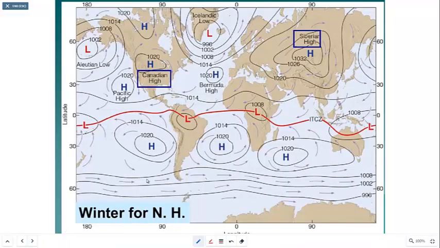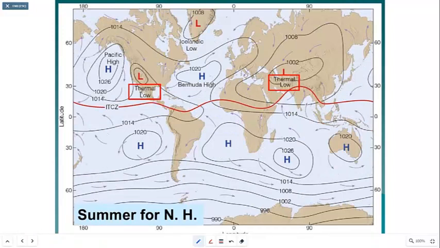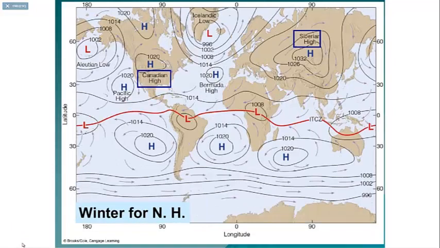So now I'm going to concentrate on the Canadian high, which is a thermal high, the Siberian high for the winter season, and then in the summer season we'll flip to the thermal low over the southwestern part of the United States and the thermal low over here in Eurasia. So let me back up to winter.